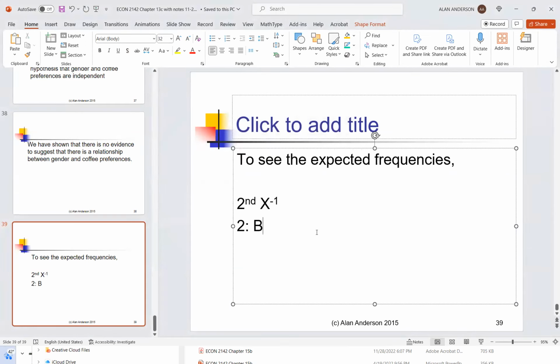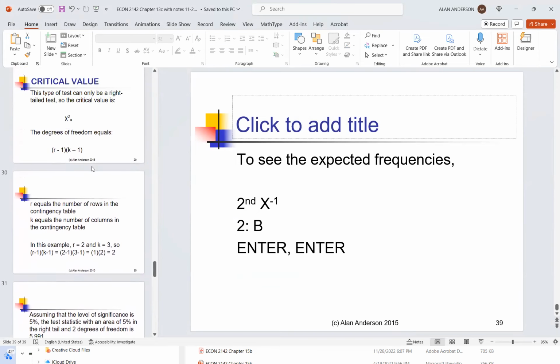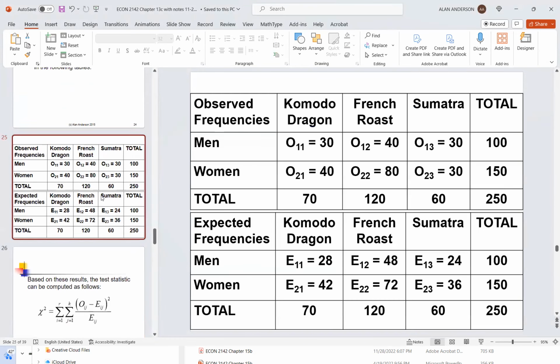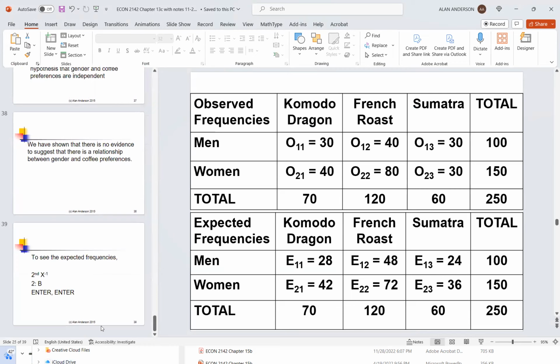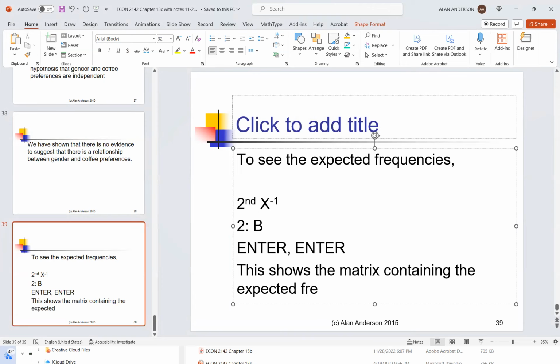So B. So go to B, hit enter twice. And what you're going to see is the contents of matrix B, and you'll see it is exactly what you saw up here. 28, 48, 30, 24 in the first row, 42, 72, and 36 in the second row. So in other words, it did that for us. This shows the matrix, meaning the expected frequencies. So if you need them for some reason, they're right there.